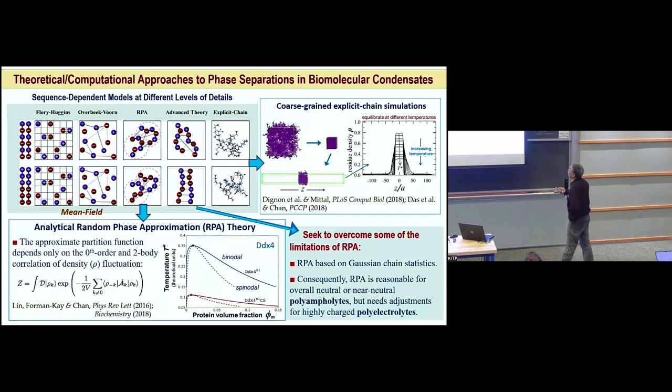We will also talk about ways to overcome some of the limitations of RPA, because RPA assumes a Gaussian chain approximation. That's not always true, especially if you have a strongly charged polyelectrolyte. So we're going to generalize that as well.